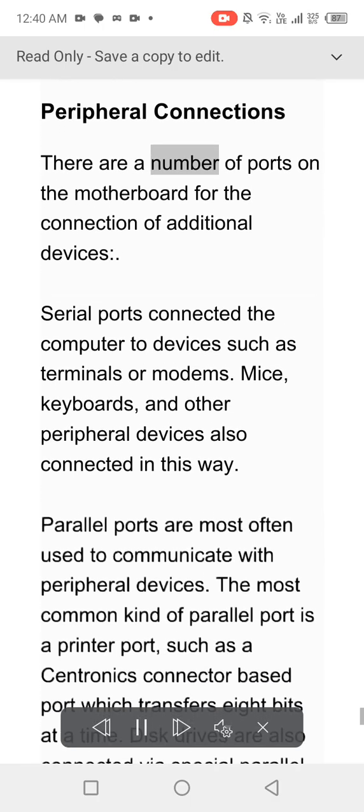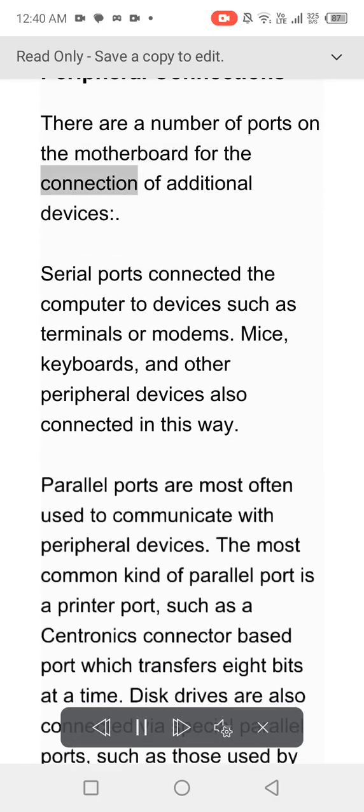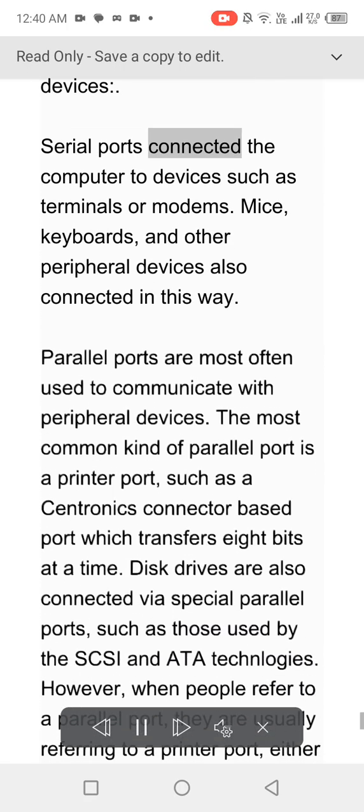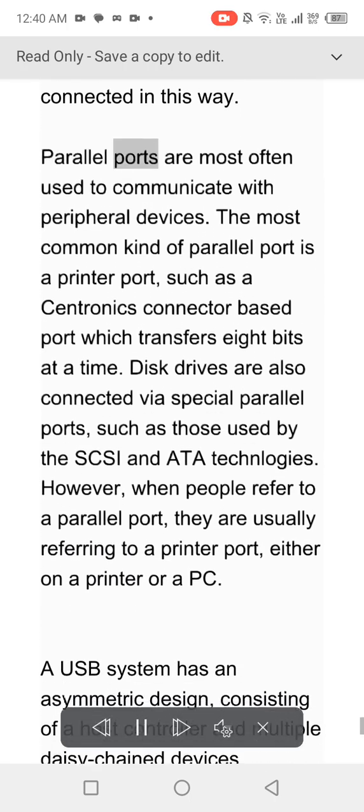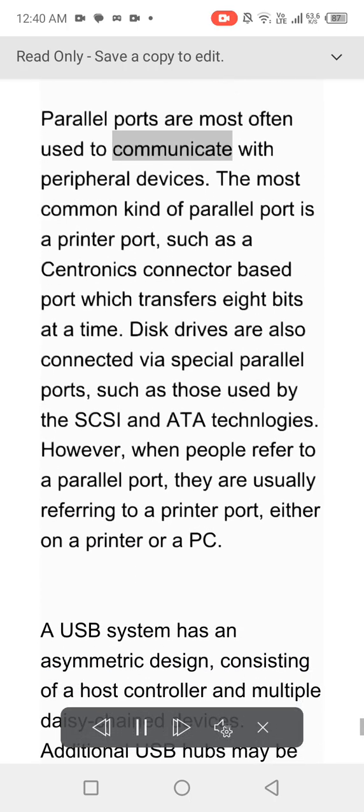Peripheral connections. There are a number of ports on the motherboard for the connection of additional devices. Serial ports connected the computer to devices such as terminals or modems. Mice, keyboards, and other peripheral devices also connected in this way. Parallel ports are most often used to communicate with peripheral devices.